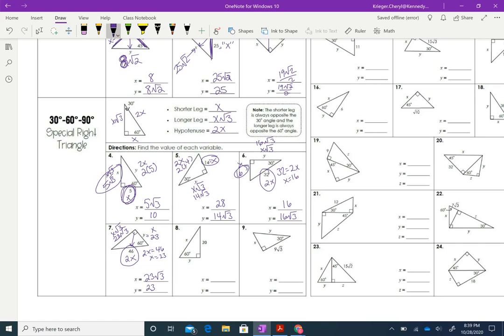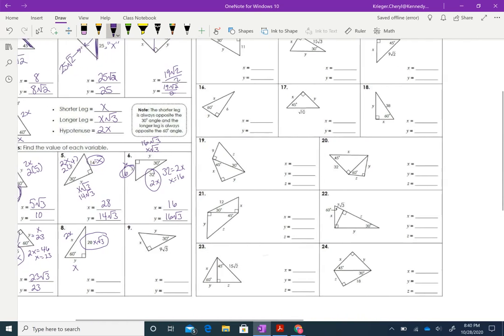Okay, so number 8 is a tricky one. We'll go ahead and label our sides. Our shorter leg is x. Our longer leg is x root 3. And our hypotenuse is 2x. So we take what they gave us. The 20 is equal to the x root 3.